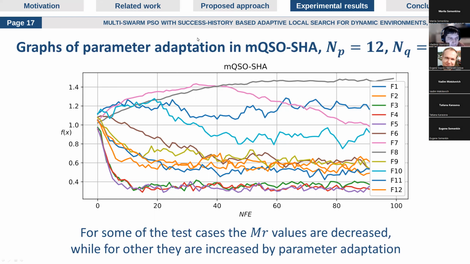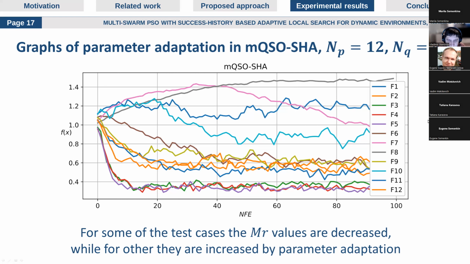As I was saying, different test scenarios result in different parameter adaptation curves. So for some scenarios, for example, with a lot of peaks, like 50 or 100 peaks, whereas we have only 10 populations, the spread of quantum particles is increased a lot.